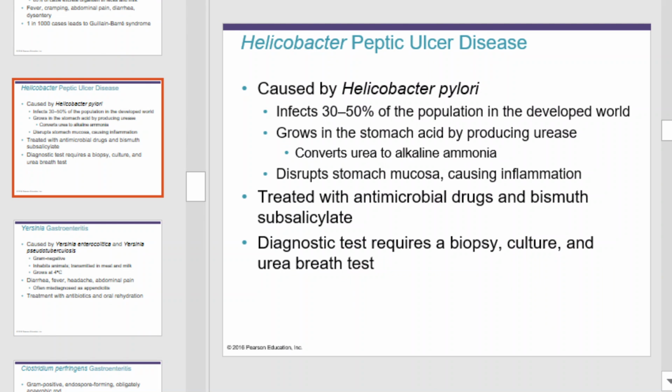Next, we'll look at Helicobacter. Helicobacter causes peptic ulcer disease. The organism responsible is Helicobacter pylori. It infects 30 to 50% of the population in the developed world, grows in the stomach acid by producing urease, and converts urea to alkaline ammonia. This disrupts the stomach mucosa, causing inflammation. It can be treated with antimicrobial drugs and bismuth. The diagnostic test requires a biopsy, culture, and urea breath test.